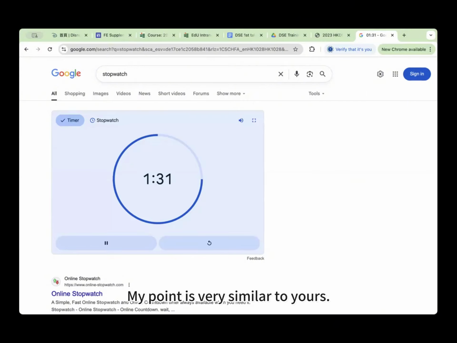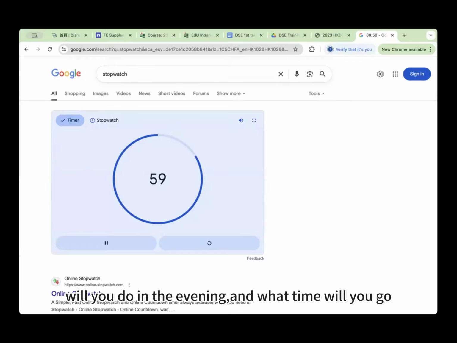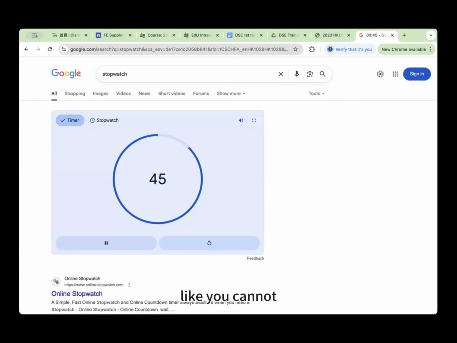Yeah, my point is very similar to yours. The first one is independence. Maybe we will lack independence if we live with our parents. Young adults may rely too much on parents for finances or decision making. Like you cannot decide what you will do in the evening and what time you will go home. And the other one is the privacy issue. Living with our parents can limit personal space and lifestyle choices. Like you cannot invite your friends whenever you want.